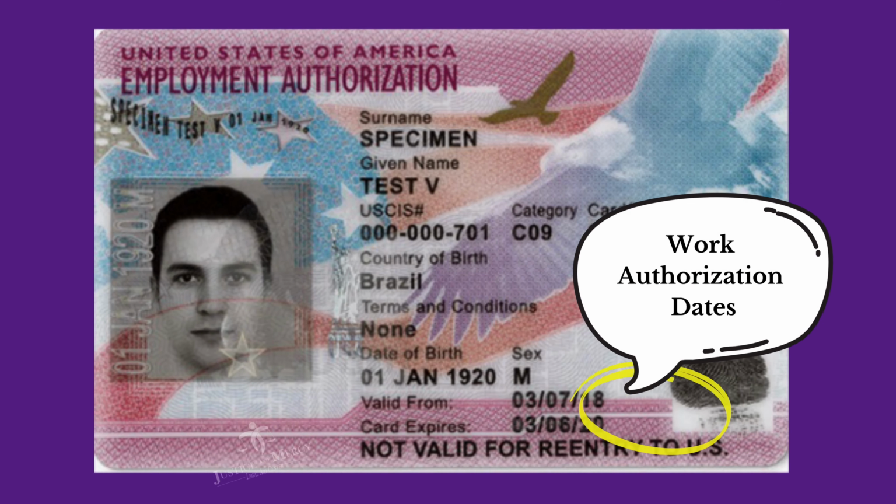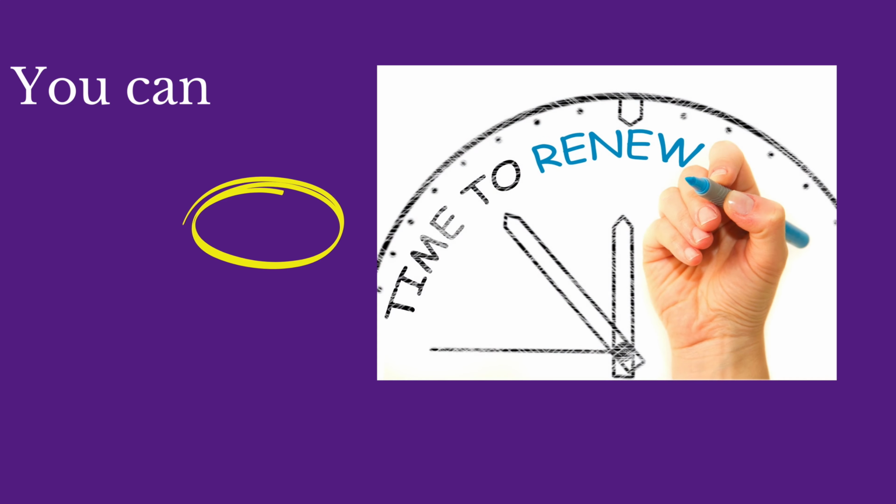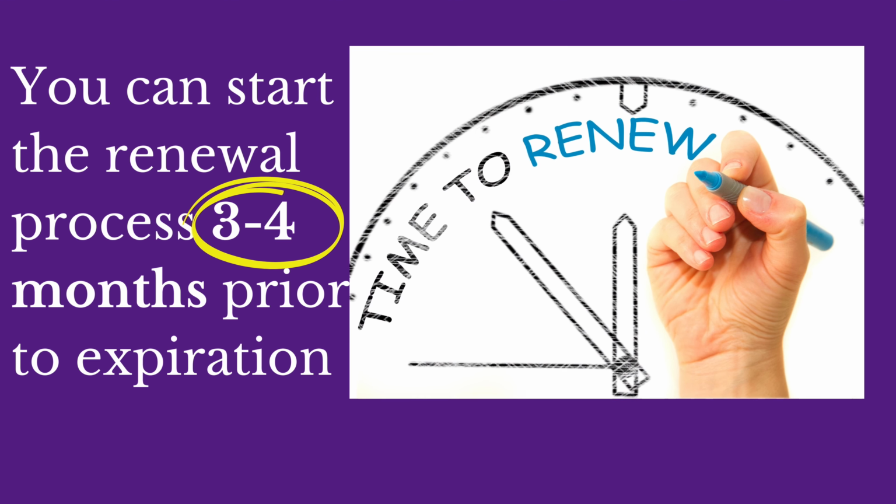I first want to point out that these dates here are the dates that you have work authorization. And it's important to know or remember that this is in the month, day, and year format. So the month comes first, then the day of that month, followed by the year. We recommend, if your work permit is about to expire within the next 3 to 4 months, that you talk to a legal service provider as soon as possible to renew your work permit.